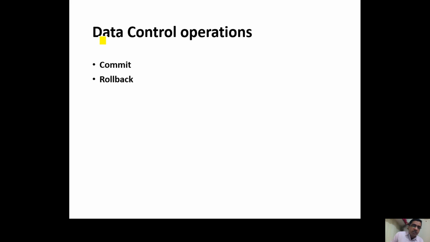Now let me tell you about these data control operations, which are commit and rollback. The commit operation means whatever data manipulation operations like insert, update, delete we perform on the tables, if you fire commit, it will save these changes permanently. But instead, if you fire rollback, it will perform the undo operation. But if the operation is committed, then you cannot perform rollback, right? So let me demonstrate it to you.